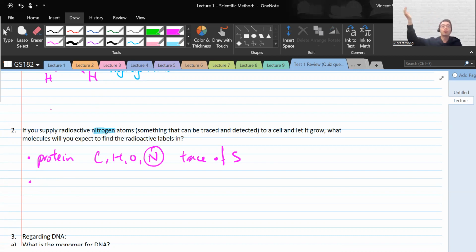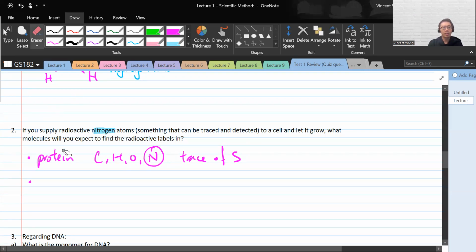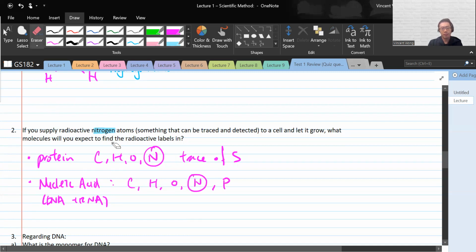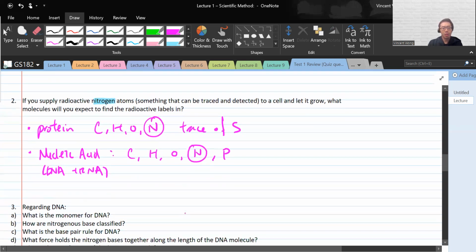I'm thinking about the macromolecules, right? The 4 macromolecules that we learned. What's another one that contains nitrogen besides protein? DNA. Yeah, nucleic acid, right? Not just DNA. Nucleic acid contains DNA and RNA, right? So DNA plus RNA. Both of them would have nitrogen in them, right? Carbon, hydrogen, oxygen, nitrogen, and phosphorus. Okay, so you would expect to find a radioactive label in these molecules.